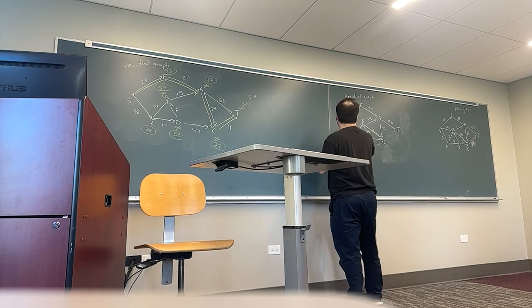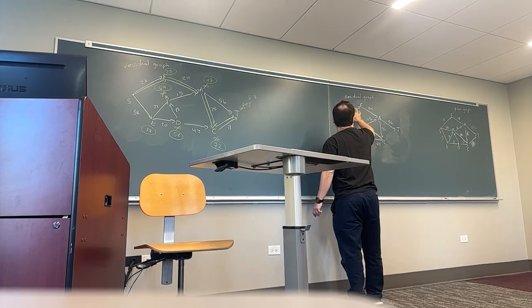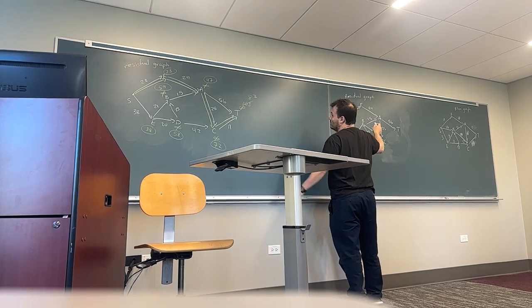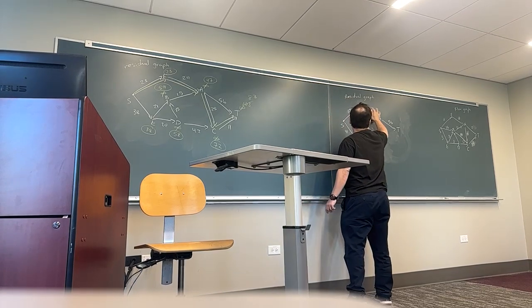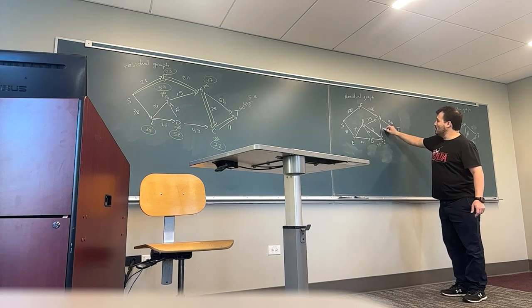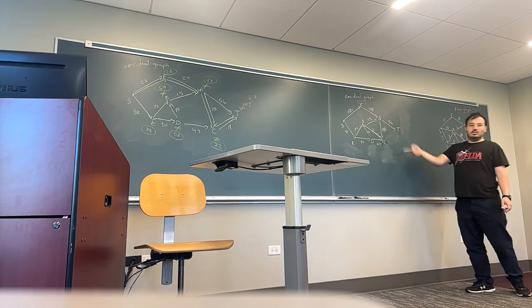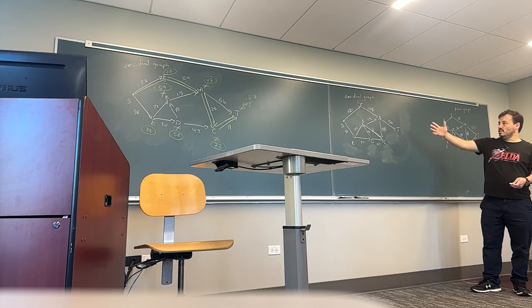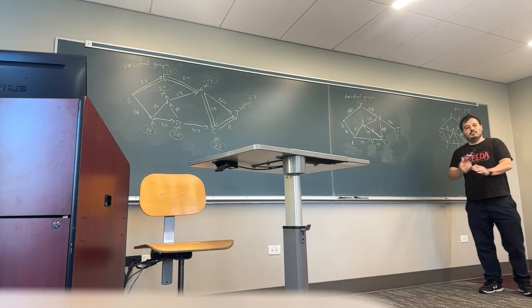Let's see, so we subtract 11 from 23, we get 12. We subtract 11 from 24, we get 13. We subtract 11 from 25, we get 14. And this edge got deleted, right? So the residual graph is this.